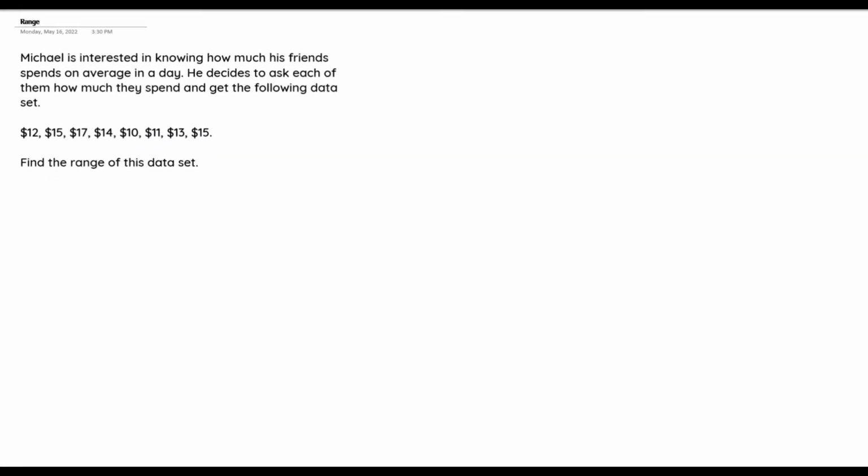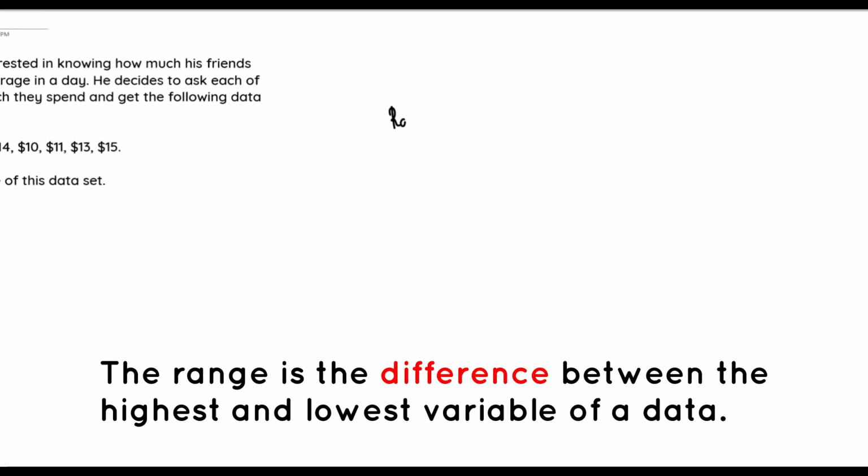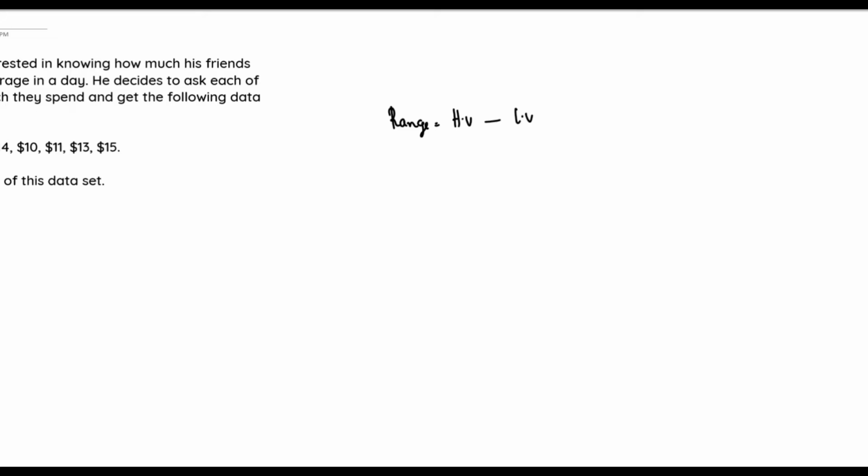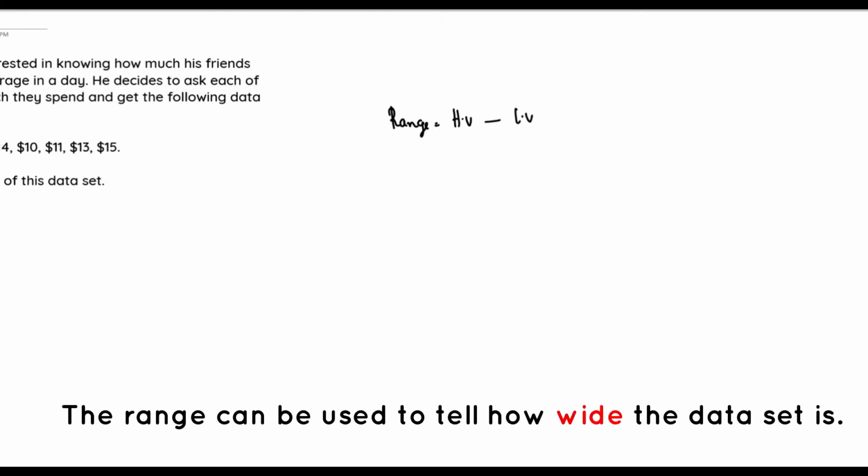So the mathematical formula for the range of a data set is simply the highest variable in that data set minus the lowest variable. We can simply say that the range of a data set is more or less like how wide our data set is. It tells us the width of the data set.